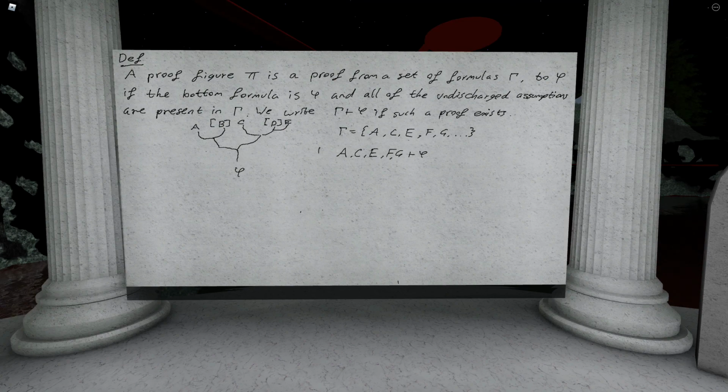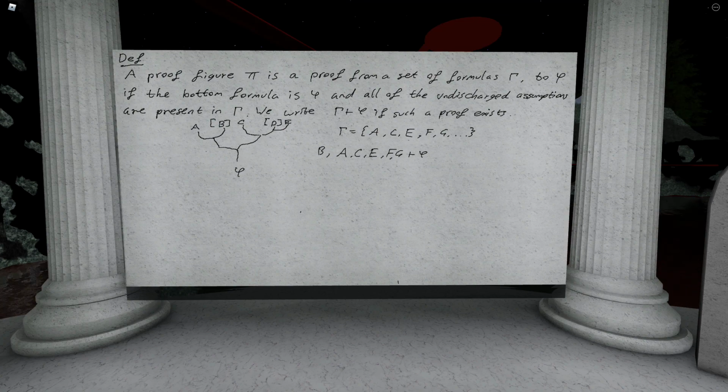I can also add B in here, by the way. So B has the same sort of extra role here as F and G. As witnessed by this proof, I am able to prove phi without B and D because I've discharged them. So I don't rely on them as assumptions in order to get to phi. But yeah, I can still throw them into gamma if I so please.